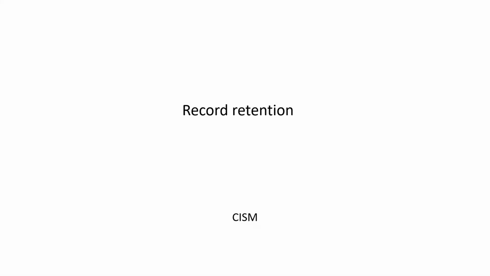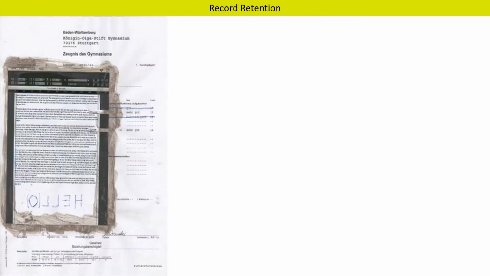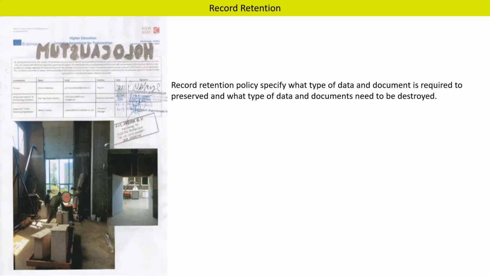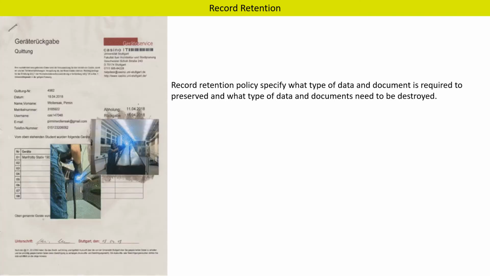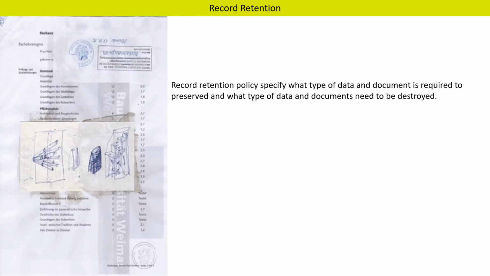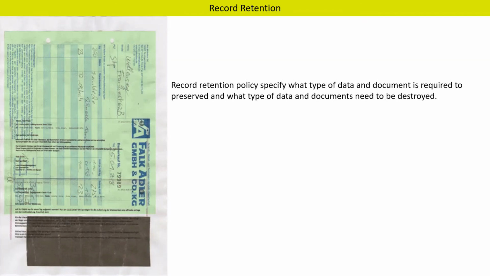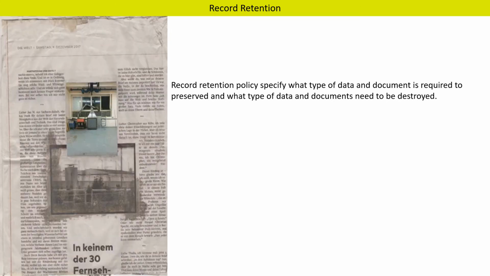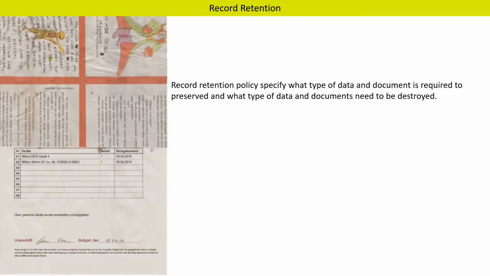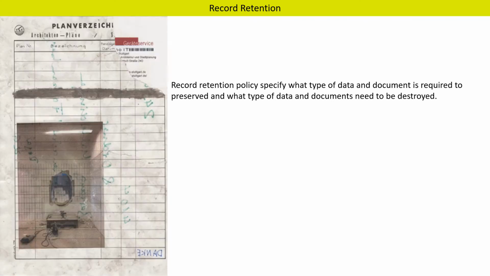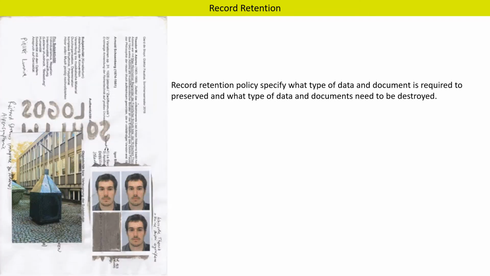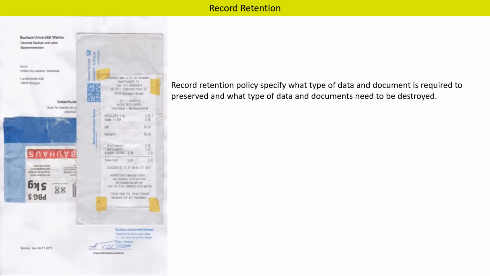In this video, we will discuss some basic aspects of record retention. Record retention policy specifies what type of data and documents are required to be preserved and what type of data and documents need to be destroyed. Information Security Manager should ensure that an adequate record retention policy is in place and the same is followed throughout the organization. It will also specify the number of years for which data is required to be preserved.